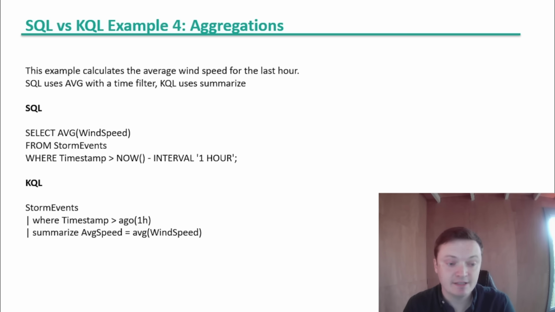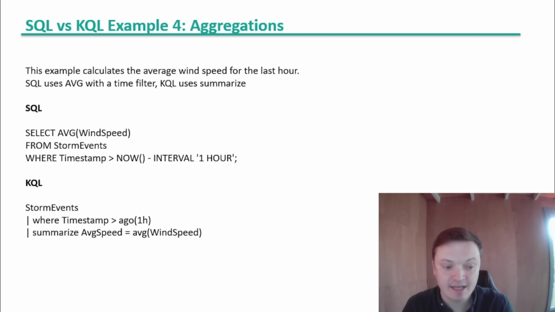For aggregations, this example calculates the average wind speed for the last hour. SQL uses AVG to calculate the average, with a where time filter, and KQL uses summarize with AVG. The first one is SQL, that is select average of the column from table storm events, where the timestamp and then the filter for the timestamp.